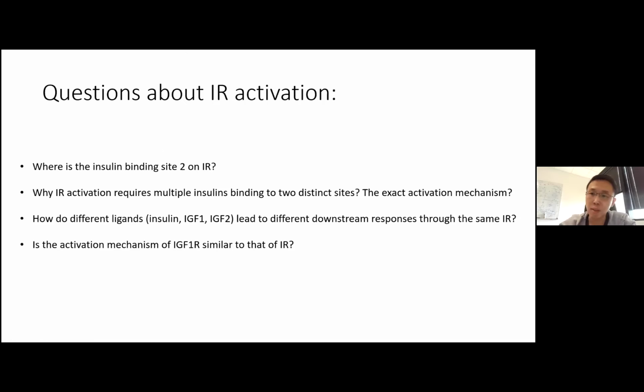And I mentioned this in the very beginning. The insulin receptor can be activated by insulin, IGF-1 and IGF-2. How can the different ligands, IGF-1, IGF-2 and insulin, lead to different signaling outcomes through the same insulin receptor? And lastly, we also want to understand IGF-1R, which is very related to the insulin receptor: is its activation mechanism similar to or different from the insulin receptor? Hopefully, I can give a brief answer after my talk.